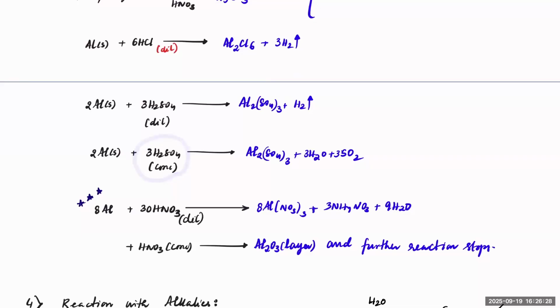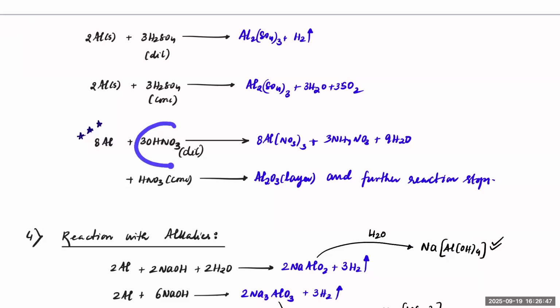And with concentrated H2SO4, instead of only giving H2, it will become sulfate and give away SO2. So now an oxidation reaction is happening, because H2SO4 now acts like an oxidizing agent. Similarly, when you react with dilute HNO3, you will have Al(NO3)3 and ammonium nitrate. But in concentrated form, it first forms an oxide layer and further reaction will be stopped. So with concentrated HNO3, aluminium does not react.